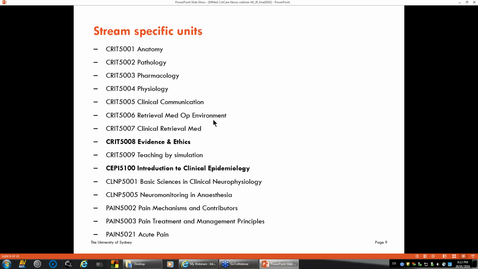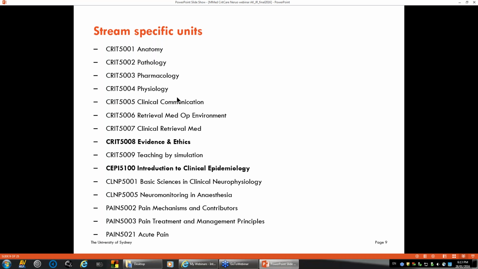Then you'll see that there are other particular knowledge-based subjects, such as around retrieval, both the clinical medicine of retrieval and the operational environment, subjects around pain management, and as you'll hear from Adam, the neurophysiology subjects. But there's also more cognitive things. We're going to be starting a unit of study on simulation and how to teach simulation. There's an excellent unit on communications in the clinical environment and decision making.